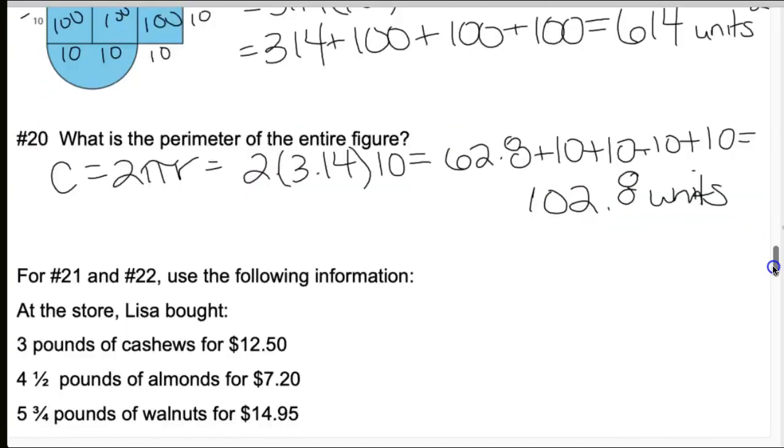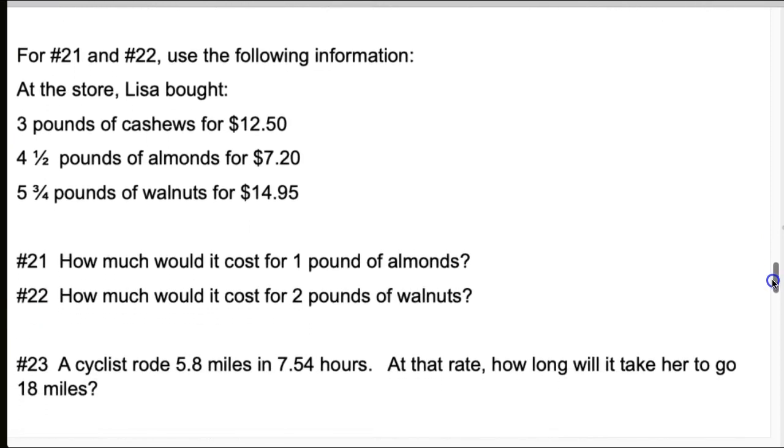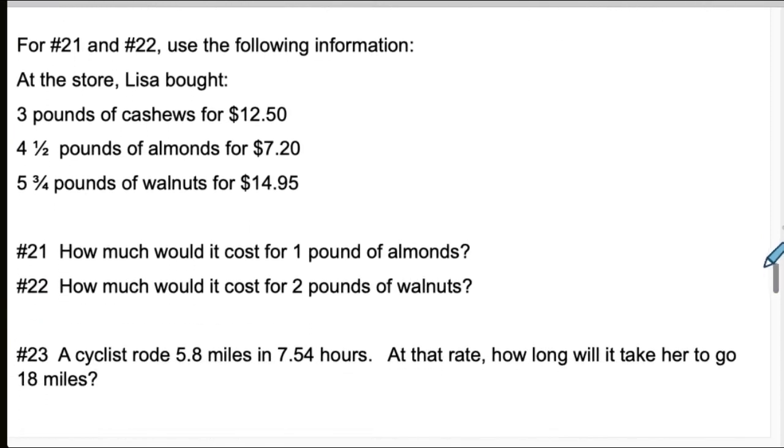21. For 21 and 22, use the following information. At the store, Lisa bought, and it tells us for how many pounds of cashews, this is what she paid for. 4.5 pounds of almonds, she paid this. 5 3/4 pounds of walnuts, she paid $14.95. How much would it cost for 1 pound of almonds?